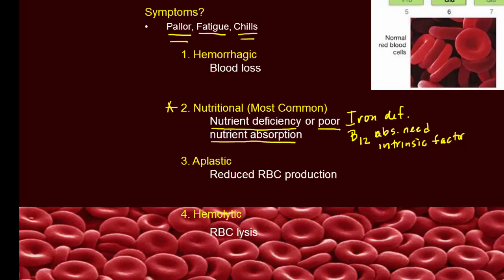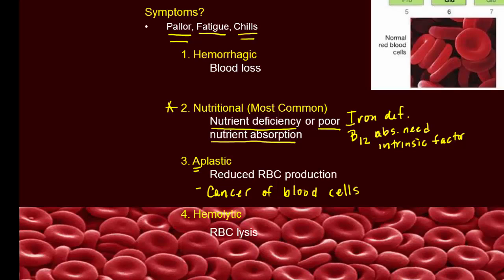Aplastic anemia is a reduced red blood cell production. So A means without. We might see a reduced red blood cell production, for example, if we have a cancer of blood cells. Leukemia, for example, is a cancer that essentially invades the white blood cells.